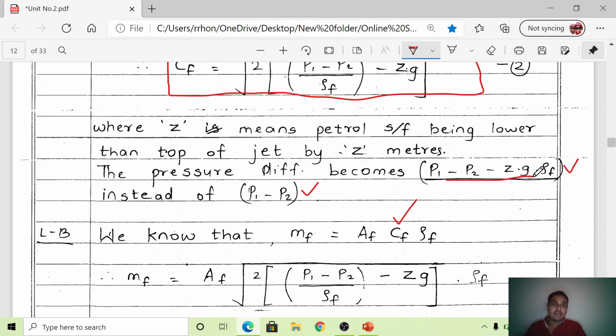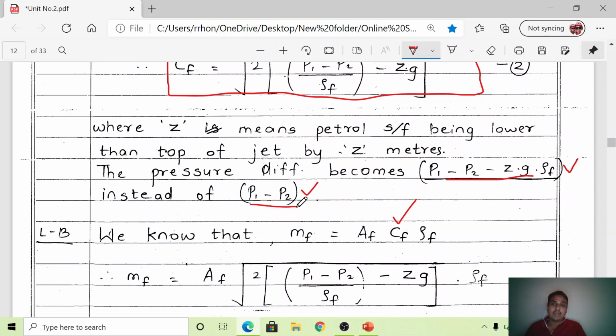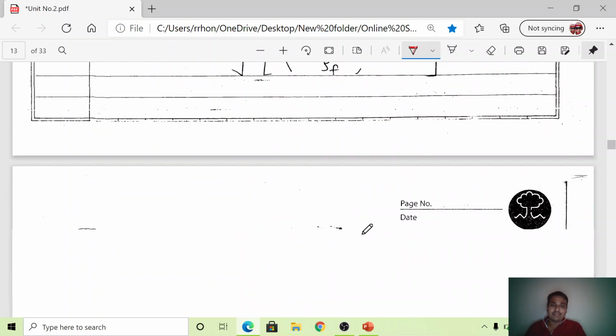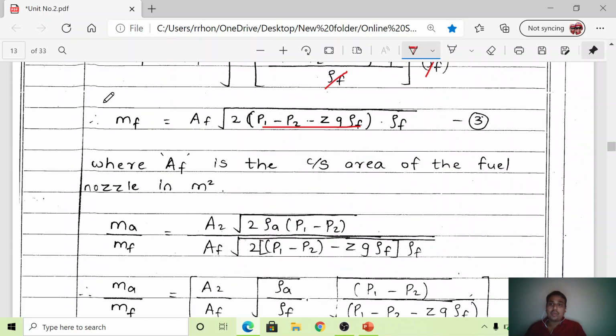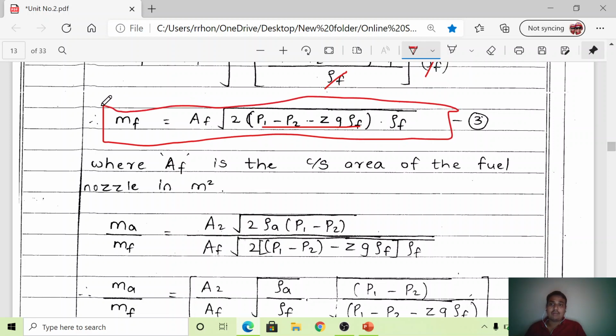So this is the difference we got: in the case of air, that is P1 minus P2, and in the case of fuel we got P1 minus P2 minus ZG into rho F. So likewise the difference is present over here. So give equation number 3. So here we got equation number 3 for mass of fuel. So whatever equations we got: mass of air, then CF, and the mass of fuel. So till now we got the 3 equations for the neglecting the compressibility of air case.